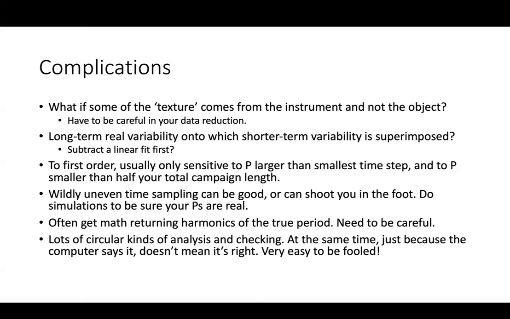Okay, so with K2, the campaigns were 70 days, which means the longest period that I believe is probably 35. For TESS, the campaigns are 30 days, which means the longest period I probably believe is about 15 days. For ZTF, I can have data that's 2,000 days. So you can find really long periods that way. The wildly uneven time sampling can be good, or it can shoot you in the foot.